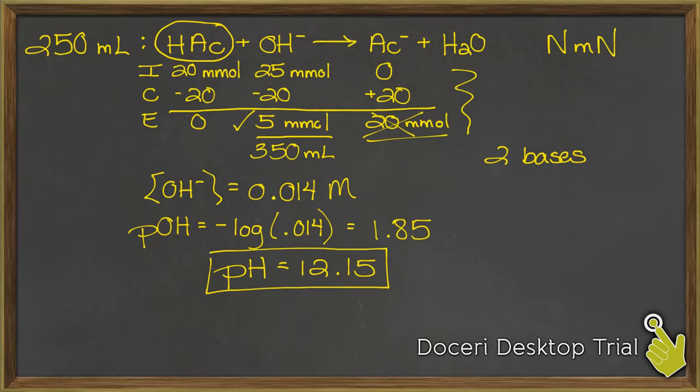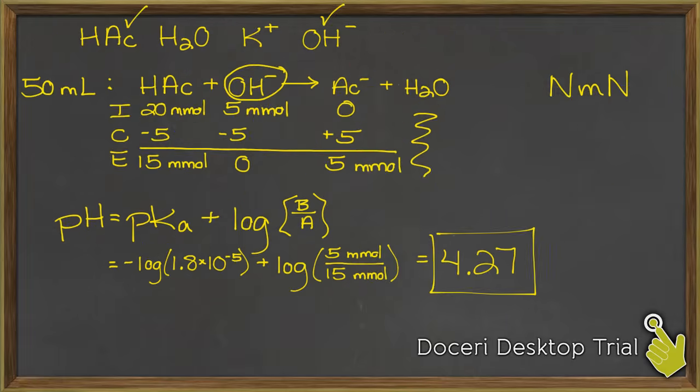Okay, so what made this step different was the base wasn't my limiting reactant anymore. The acid became my limiting reactant. So what were we left with? We were left with excess strong base, which I could then use to find a pOH and finally a pH.